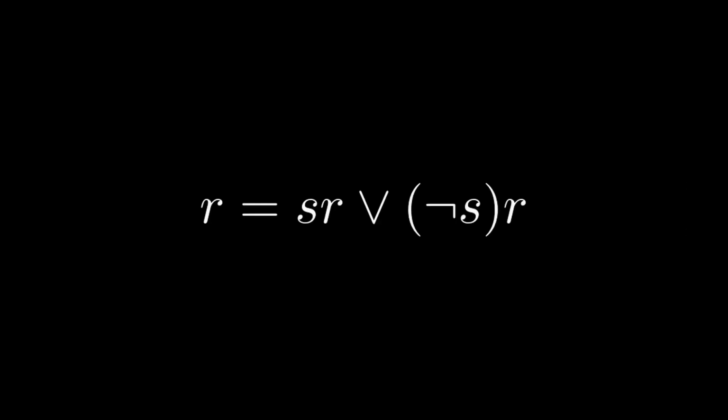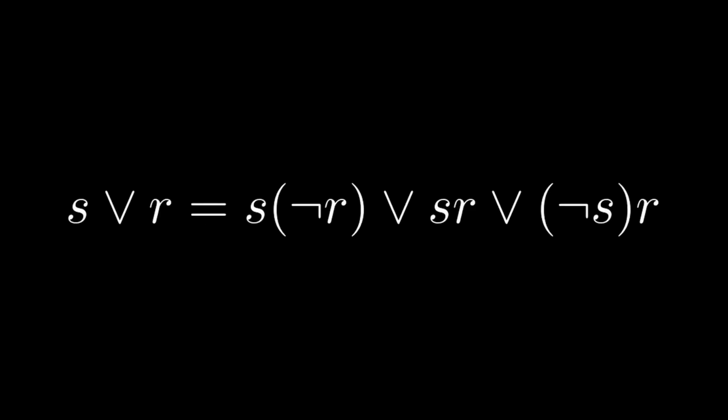Given events S and R, it turns out that SR and negation of S and R are disjoint. Also, their logical OR equals R. Furthermore, S negation R and SR and negation S R are disjoint, and their logical OR is S or R.